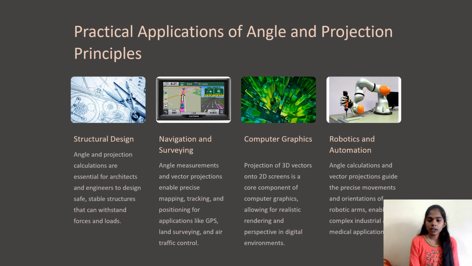Third one is computer graphics. Projection of a 3D vector onto a 2D screen is a core component of computer graphics, allowing for realistic rendering and perspective in digital environments. Robotics and automation. Angle calculations and vector projection guide the precise movement and orientation of robotic arms, enabling complex industrial and medical applications.